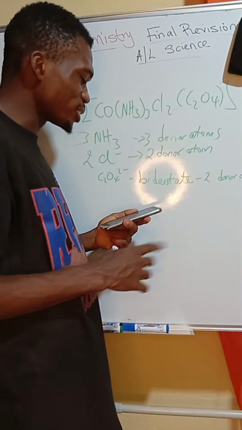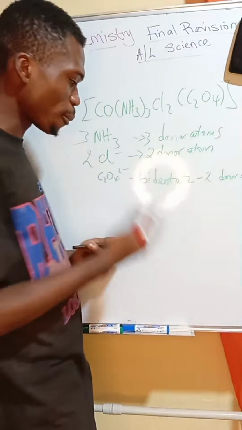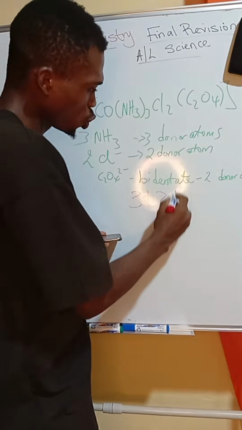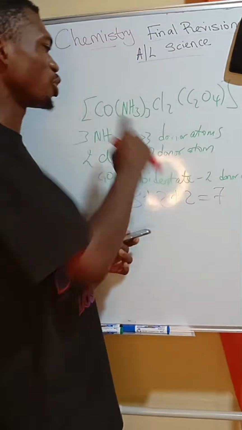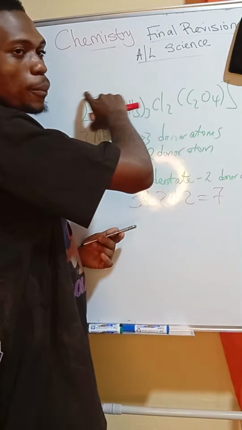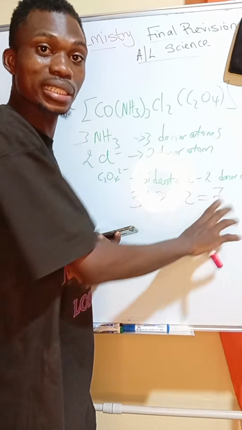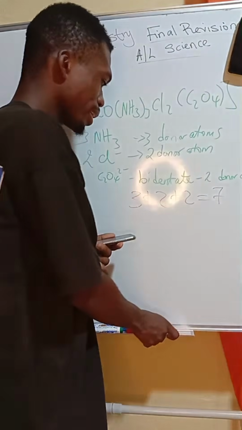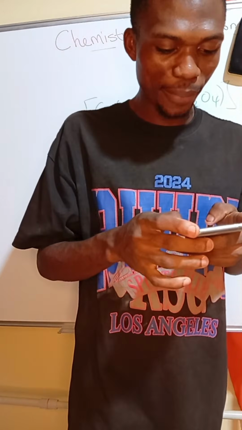So what are we trying to say here? We have the coordination number to be 3 plus 2 plus 2. This gives you 7. What does it mean? The coordination number of this complex ion is 7. It's clear, right? Very clear. I think I can see that on my camera. Now we'll go to question 3, Z.